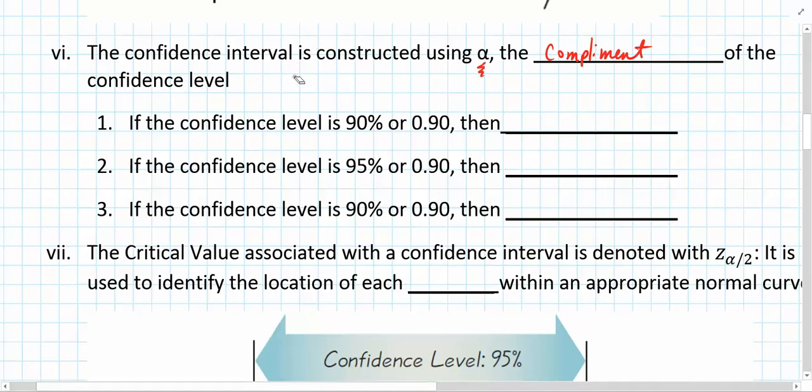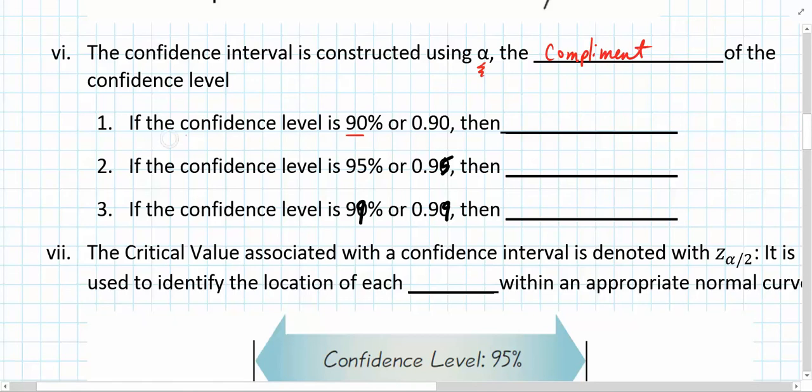So other confidence levels that we often use are 90% and, oops, this should read 99% here. Let me fix that on my screen. I think yours is correct. So that should say 99% and 95% here.